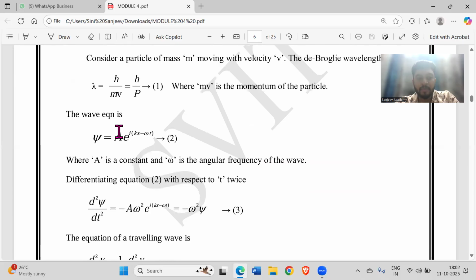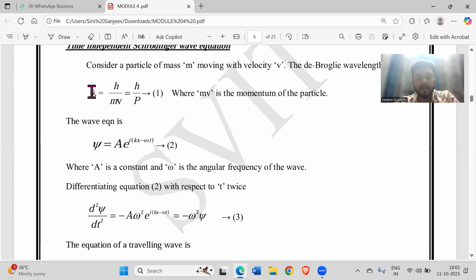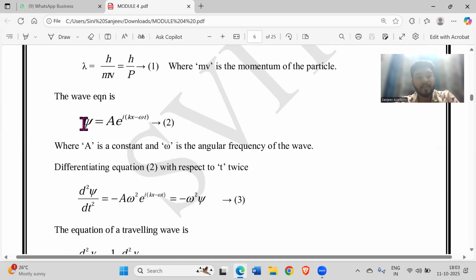Already in class 11, class 12, atoms, nuclei, all of those chapters in physics, we studied lambda is equal to h by p. What is p? Momentum, mass into velocity. I think everyone knows this, correct? Then there is a wave equation. Don't be afraid by seeing this. Psi is equal to A e power i (kx minus omega t).